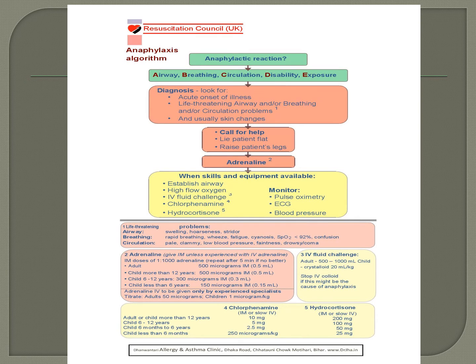So the algorithm for anaphylaxis: the first step is that the anaphylactic reaction is noticed, and you check airway, breathing, circulation, disability, and exposure. Diagnose the acute onset of illness, life-threatening airway problems, and look for skin changes. We can call for help. Raise the patient's legs, then give adrenaline. Secure the airway, give high flow oxygen and IV fluid, then monitor pulse, ECG, and blood pressure. It is the same, with slight differences, for pediatric patients.